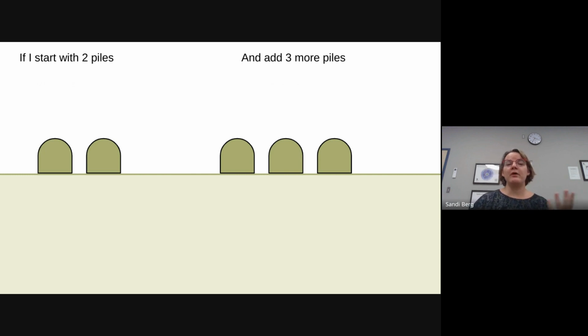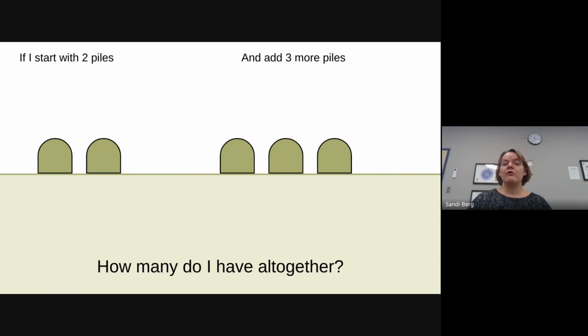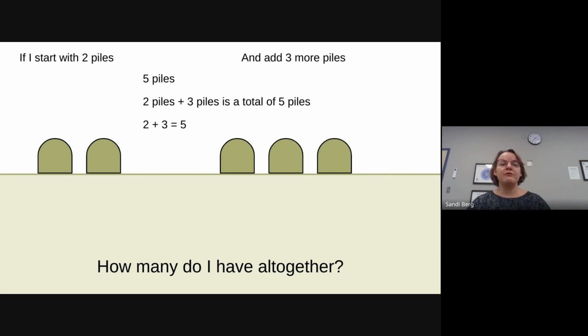So we have our 2 piles of sand we started with, and we've added 3 more piles. So how many do I have altogether? Well, I have 5 piles. I have the 2 piles I started with and the 3 piles I added for a total of 5 piles. And if I want to leave out the word piles, I can just say 2 plus 3 more that I've added is a total of 5. So 2 plus 3 equals 5. Seems pretty simple, but we always start nice and simple to make sure everybody's on the same page.